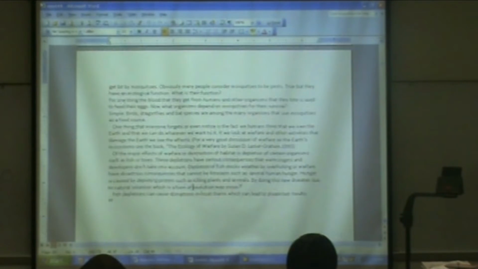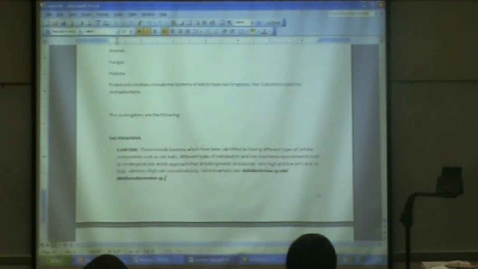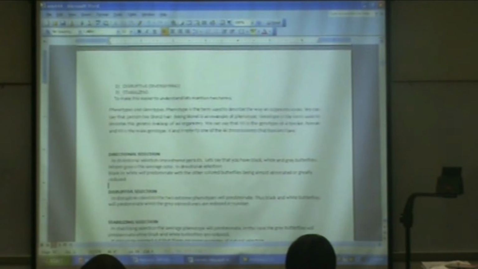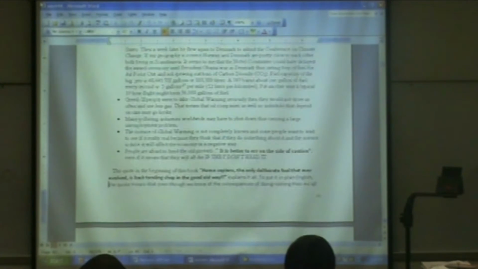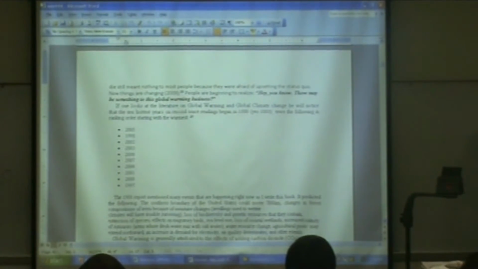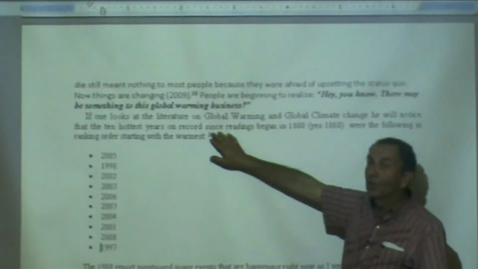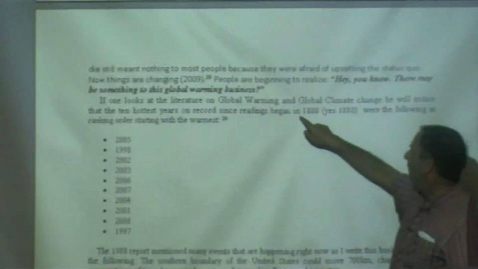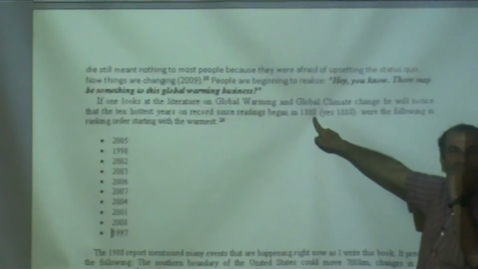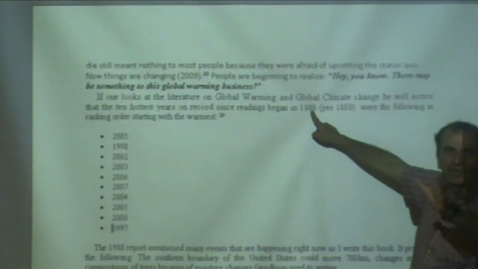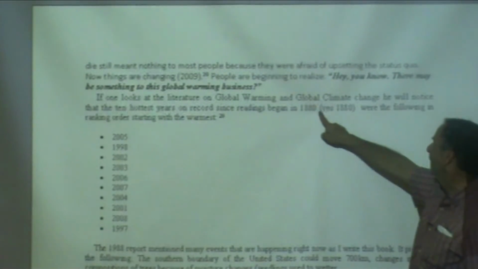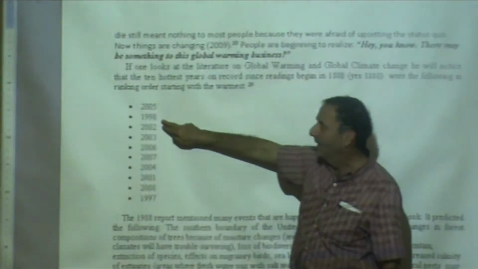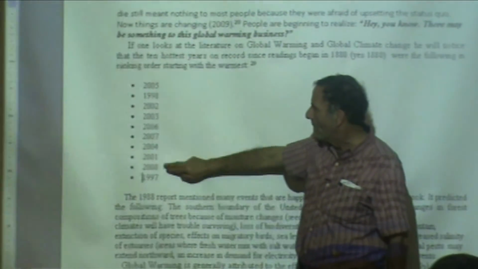Let's go down to page 85. There, okay, see this chart? Now, what does this say? It says here, if one looks at the literature on global warming and climate change, he will notice that the 10 hottest years on record since readings began. What year is this, Rodriguez? 1880. How many years ago? 130, right? I'm sure thermometers were pretty good in those days too, folks. It may be different by a fraction of a degree. Were the following in ranking order, starting with the warmest. That's right. Mark got it. 2005, 1998, 2002, 2003, 2006, 2007, 2004, 2001, 2008, and 1997.